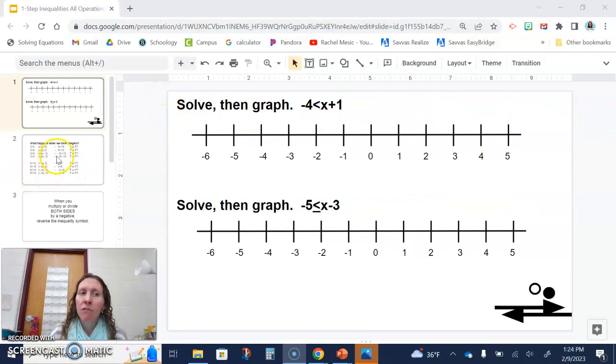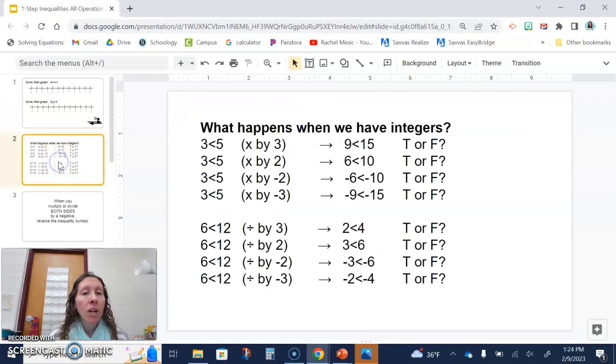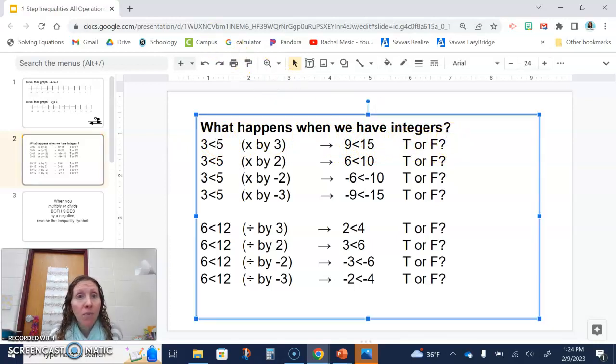All right, there's a few silly things that happen when you have to multiply or divide. So let's kind of just take a peek at these inequalities. If we have 3 is less than 5, and that's a true statement, if we multiply both numbers by 3, we will get 9 over here and 15 over here. 9 is less than 15, so that one is true. So that's a true fact.